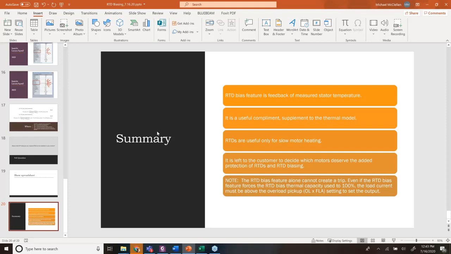And finally, we will get into this again at a later date, but the RTD biasing thermal capacity cannot be used on its own to initiate a trip. There are settings in the relay that can change that, but by default, the RTD bias model cannot be used to initiate a trip on its own. There needs to be another factor there, such as high current, the current pickup, to detect that the motor is in overload status.